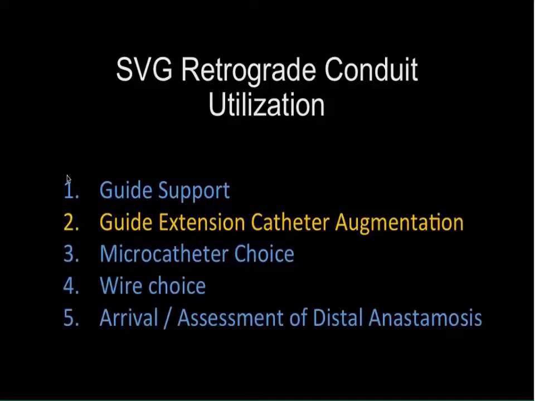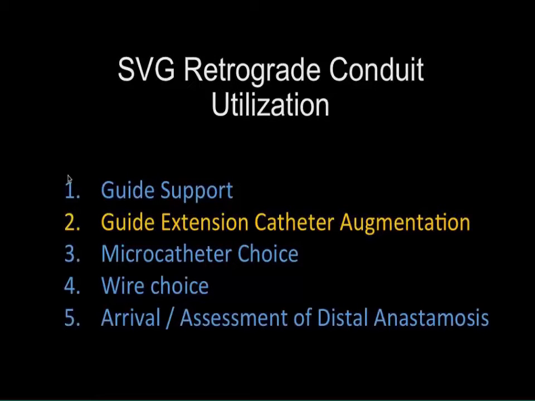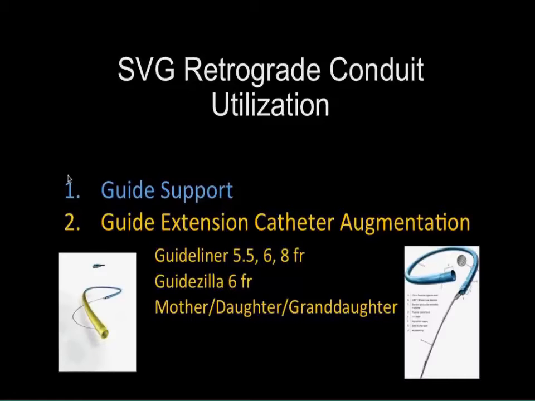And I think one of the things that is really paramount in all CTO PCI, and for that matter, all complex PCI, and in these cases as well, is liberal use of guide catheter extension. The 2 choices obviously that we have are the Guideliner series, where we have a 5.5, a 6, and an 8 French Guideliner, and then you have Guidezilla, which is a 6 French system.